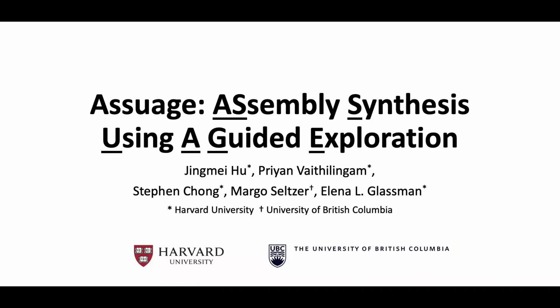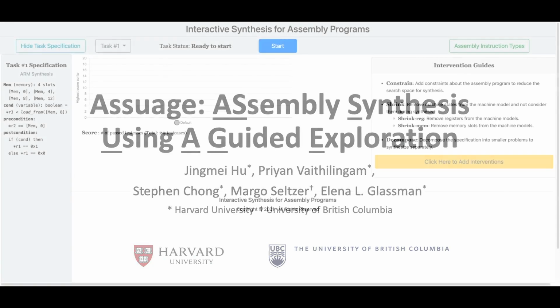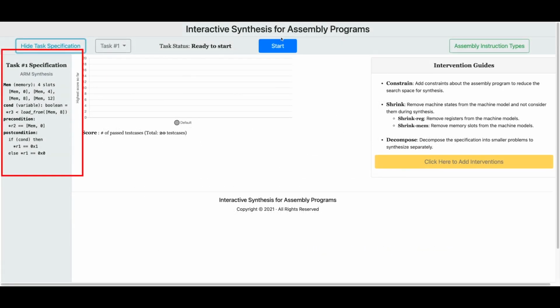In this video, I'm going to demonstrate how to use a switch to assist assembly synthesis for a given specification. On the left, a switch shows the specification. On entry, the register R2 is equal to some value in the memory, and on exit, R1 is set to 0 or 1 depending on the relationship between another memory location and the content of R3.